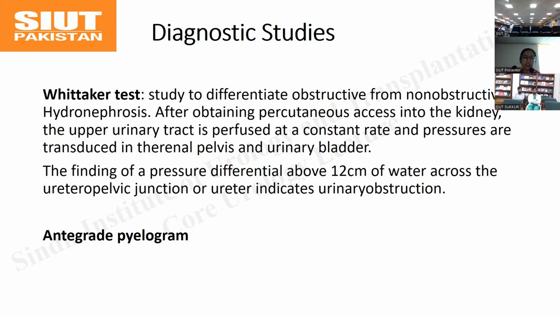For diagnostic studies, there is the Whitaker test, which is used to differentiate obstructive from non-obstructive hydronephrosis. After obtaining percutaneous access into the kidney, the upper urinary tract is perfused at a constant rate and pressures are transduced in the renal pelvis and urinary bladder. A pressure differential above 12 centimeters of water across the ureteropelvic junction or ureter indicates urinary obstruction. It is also used as a diagnostic study for antegrade pyelography.